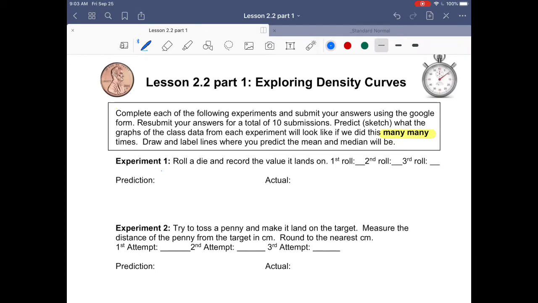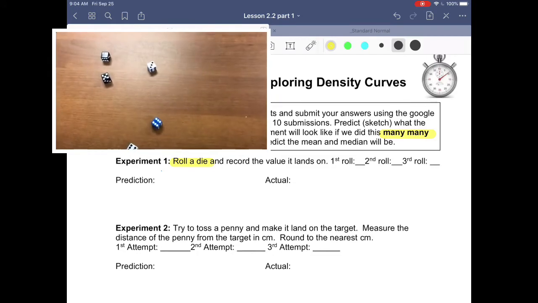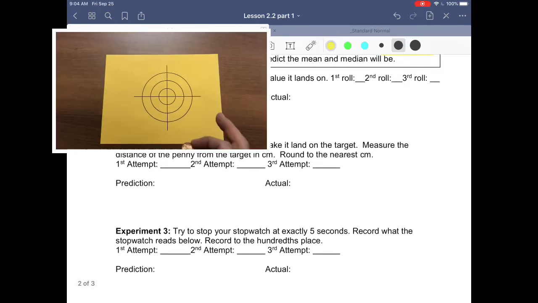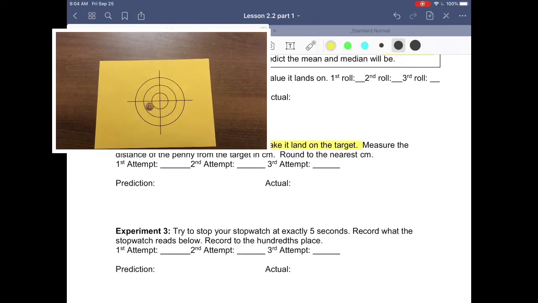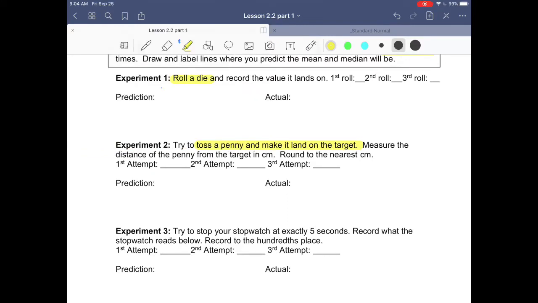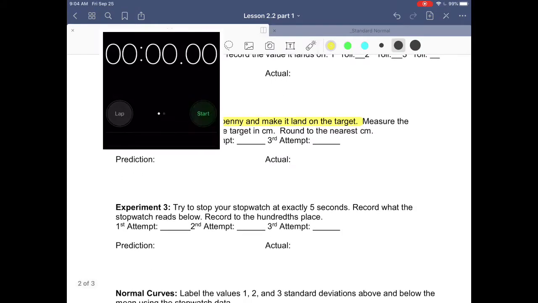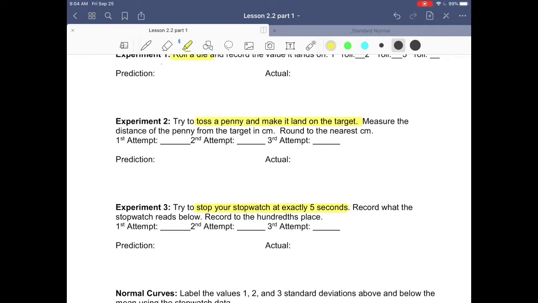So the 3 experiments we want to do: we want to roll a 6-sided die many times. We want to toss a penny and make it land on a target many times, and measure the distance from the center of the target to the penny. Finally, we want to try to stop a stopwatch at exactly 5 seconds and record what the stopwatch actually reads. So what I'd like you to do is pause the video and try to make a prediction for what the graph of each of these things is going to look like.